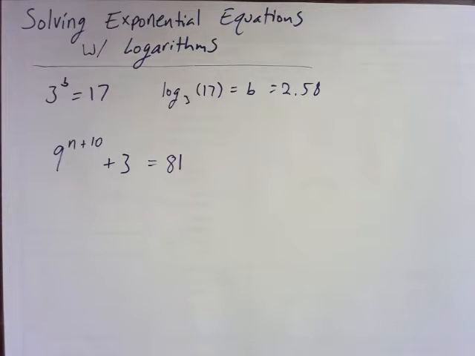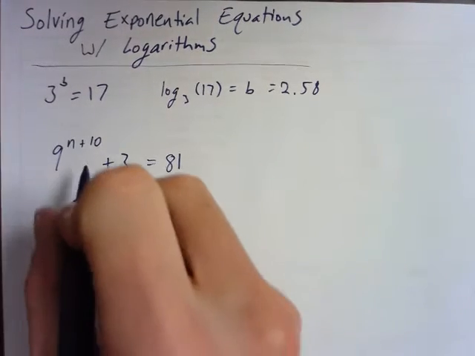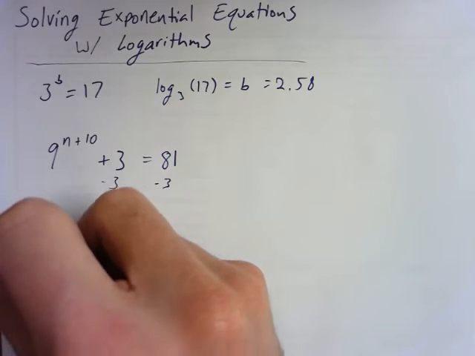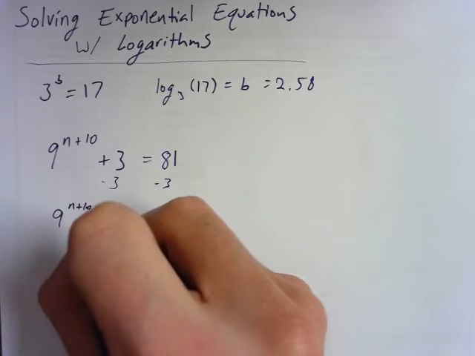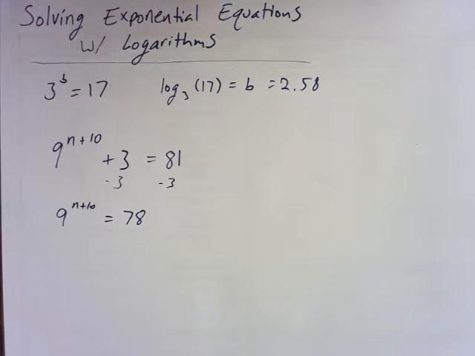And so the first thing I want to do is just get the 9 to the n plus 10 power by itself. And to do that, I need to subtract 3 from both sides. So minus 3. So I'll have 9 to the n plus 10 power equals 78. Now at this point, I just have my base, an exponent, and my answer. And so when I have it simplified like that, I can't really do much else. But to get my exponent down so I can work with it, I can put in a logarithm.